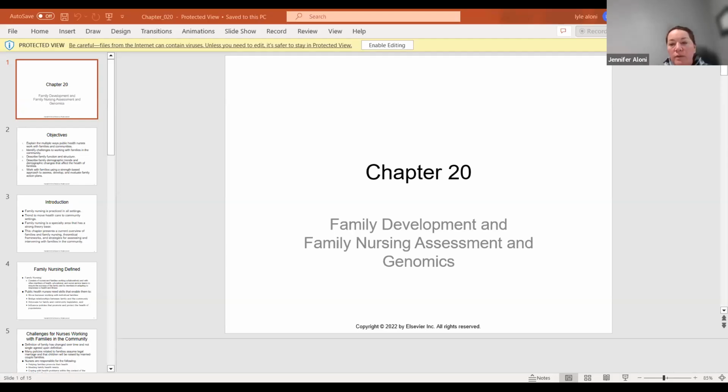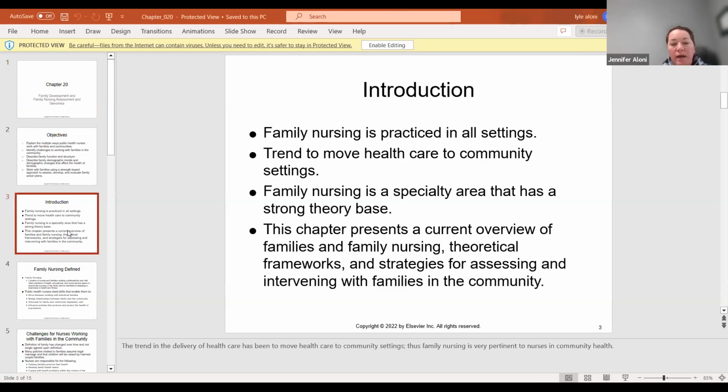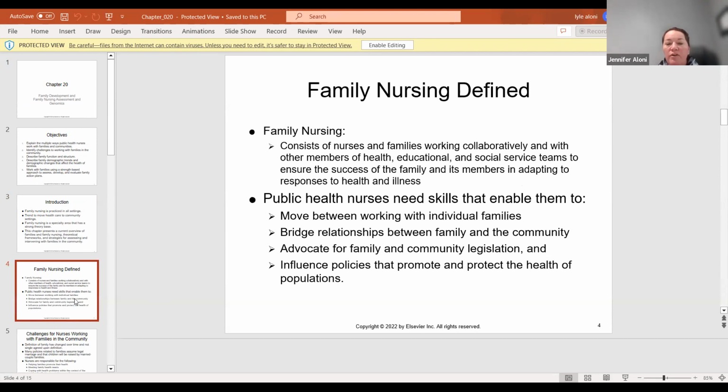When we are doing our introduction, we know that family health nursing is practiced in all settings. We know that our trend is to move more to community settings, and family nursing is an area that has a strong base. So this is going to provide an overview of family nursing, what it really looks like. When we have our nurses working with our families and other members of our health teams, this is how we are going to ensure that everyone is involved and that their health care is being taken care of.